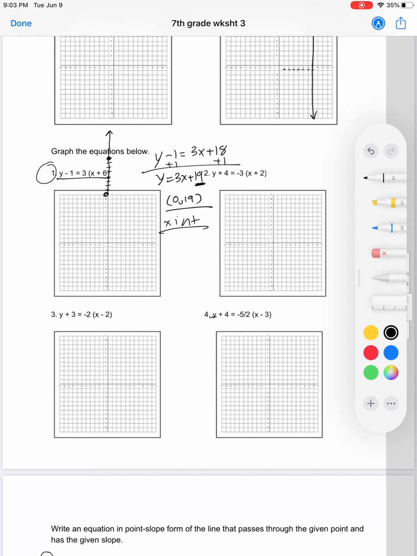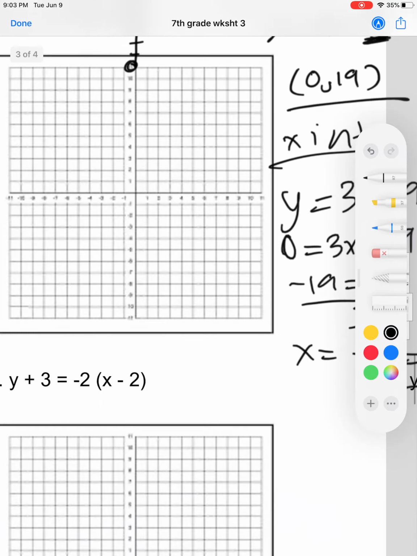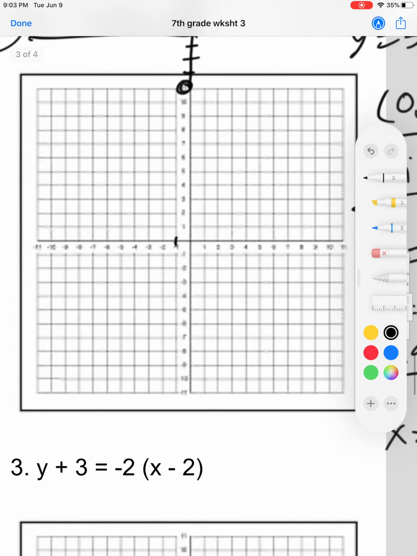So to get the x-intercept means that your y is 0. So you just have to put 3x plus 19. Y will be 0 equals 3x plus 19. You subtract 19 on both sides to bring it over here, and then divide by 3. X equals negative 19 over 3, which is about negative 6 1/3. So 1, 2, 3, 4, 5, 6, and negative 1/3.